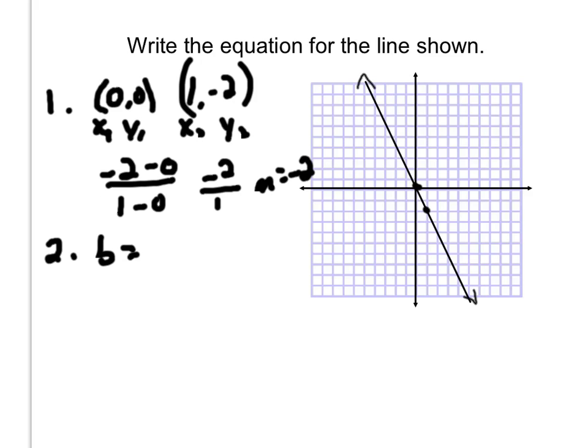Okay, well, it crosses the y-axis right here, right at the origin. So that point is 0, 0. Okay, and then step 3, write this in y equals mx plus b form.